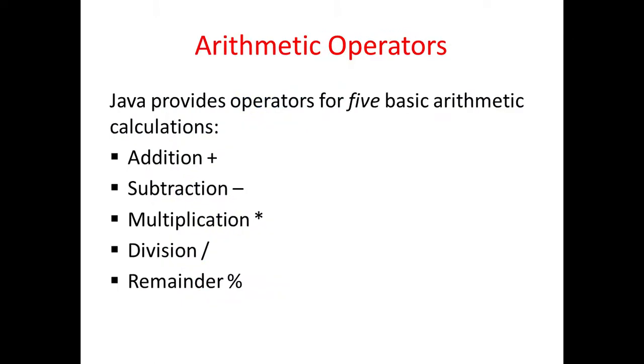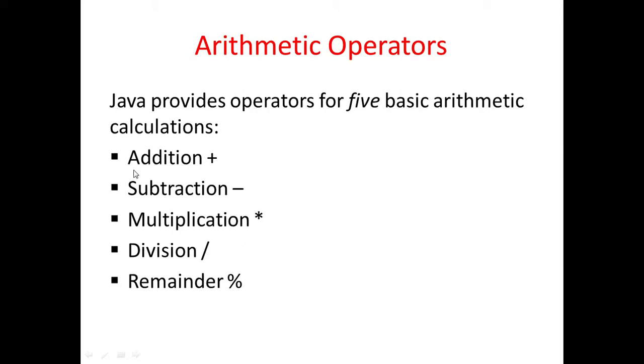Okay, so the topic today that we are going to discuss is arithmetic operators, and arithmetic operators are given on page number 101 of your book. Arithmetic operators basically work on numbers, for example 5, 6, 9, 10. So Java provides operators for 5 basic arithmetic calculations.